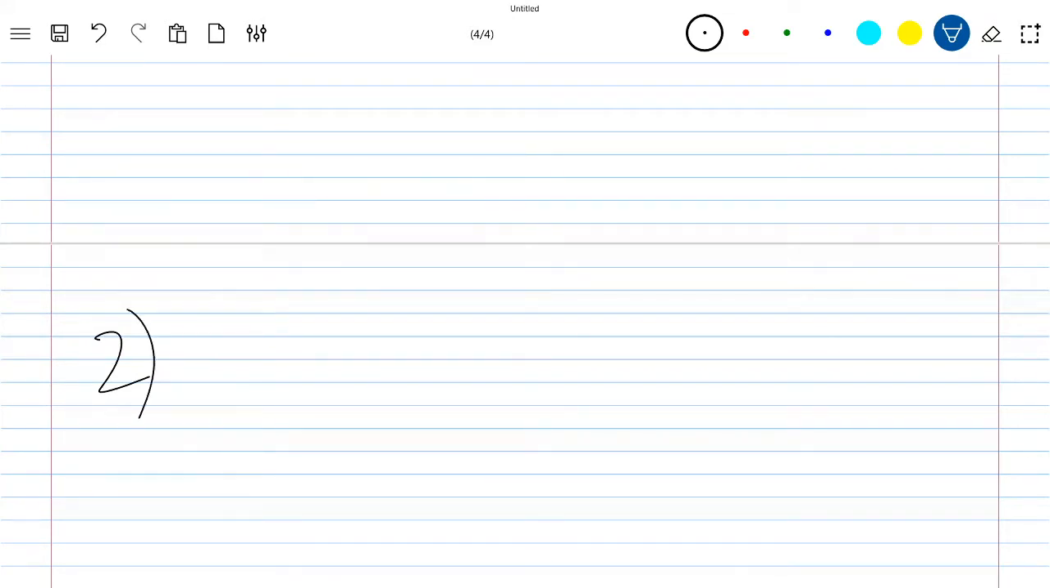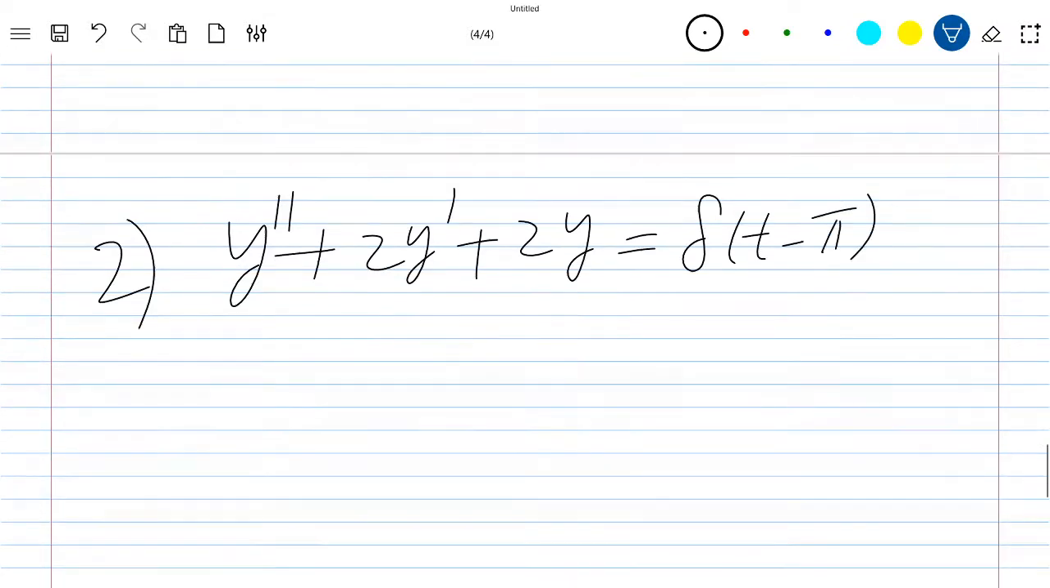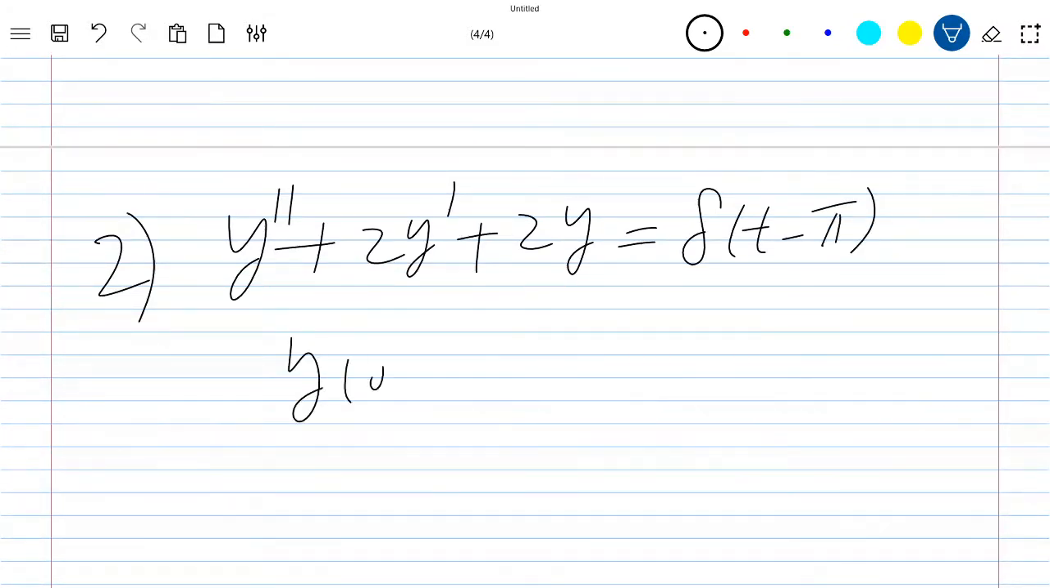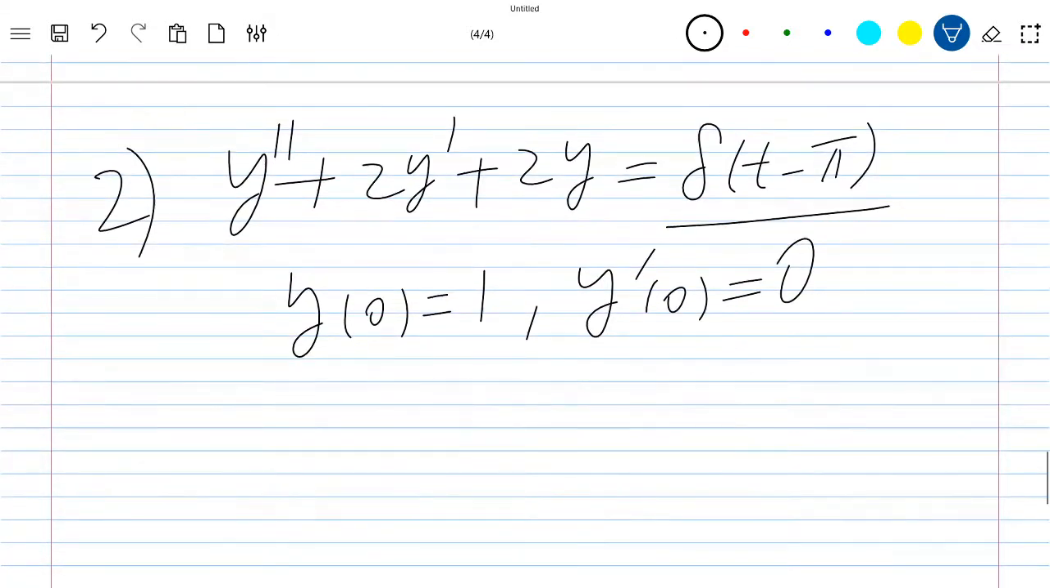Let's see the second example. y double prime plus 2y prime plus 2y equals delta of t minus pi, and y(0) equals 1, y prime(0) equals 0. Okay, so the right hand side is just a delta function. It means it's almost 0 everywhere except at pi.